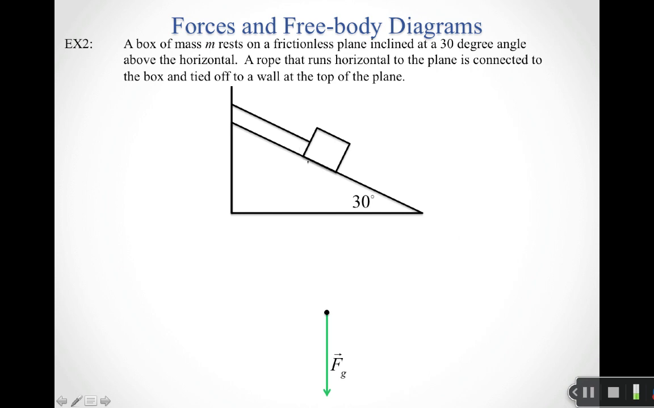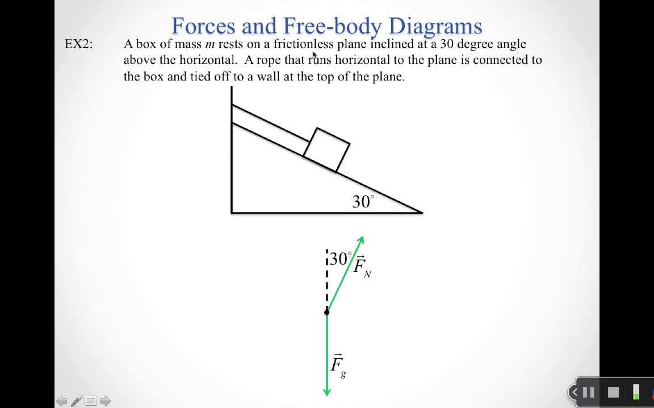Second question, is my box in contact with the surface? Yes, it sits on an inclined plane. And now because my plane is inclined at an angle, that means the normal also has to be inclined at an angle. So the normal actually points off at a 30-degree angle.